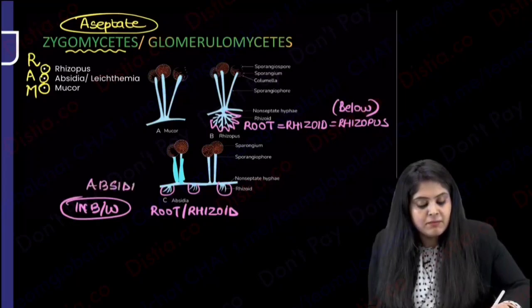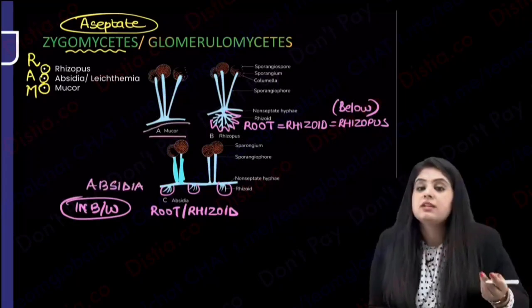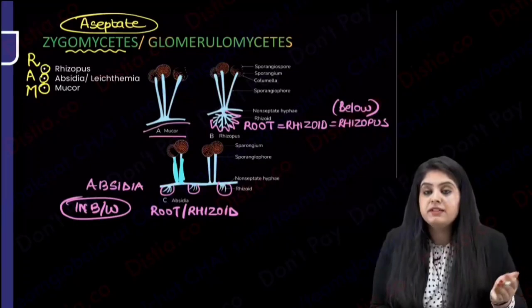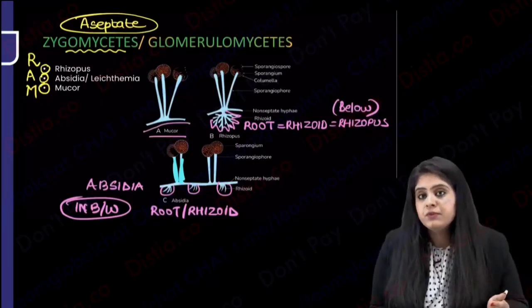What am I left with? I'm left with mucor. You can see mucor does not have a root. So easiest to identify. It's aseptate and it's not going to have a root.